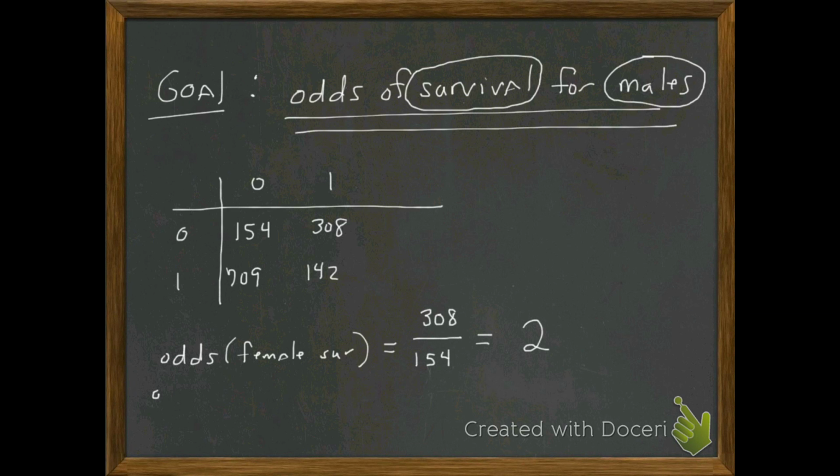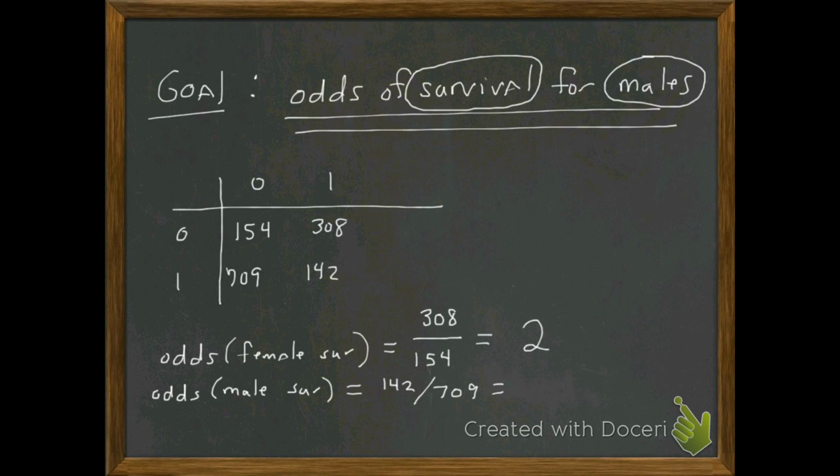Now I want to look at the odds of a male surviving. And you can see it doesn't work out well for males, okay? The odds of a male surviving, there were 142 males who survived versus 709 who did not survive. And let me grab my calculator real quickly. So 142 divided by 709 gives me 0.200. That's interesting.